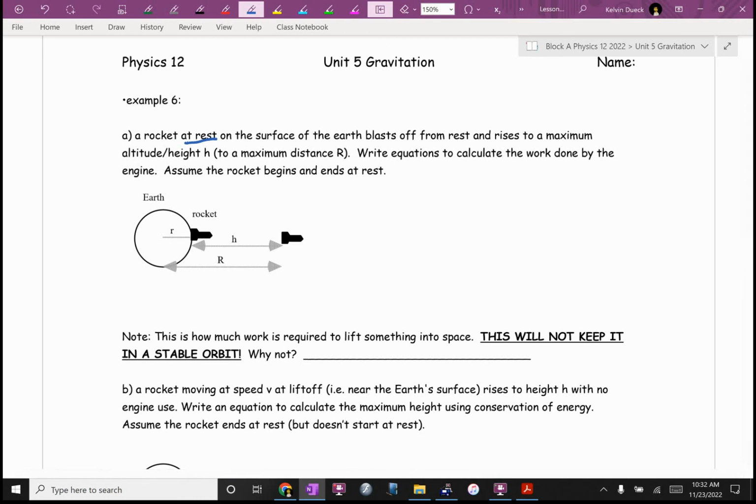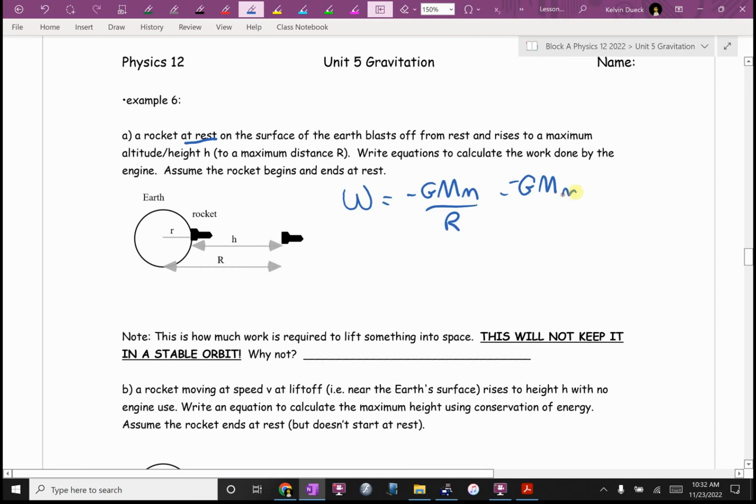Okay. Emilio, what equations does this want me to write to calculate what? Force times distance? What's changing? In fact, it's going to end up being negative big G, big M, little m over big R, that seems to be R final, minus negative big G, big M, little m over little r.